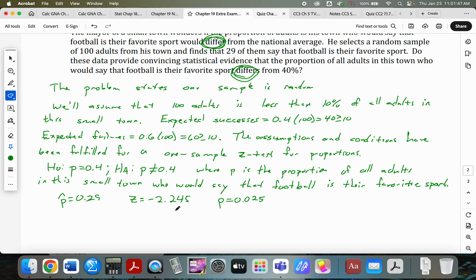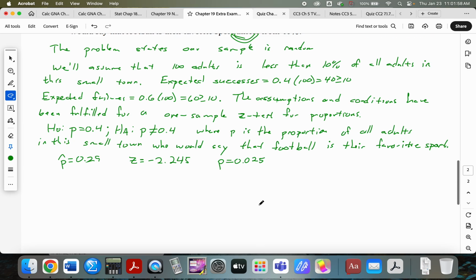But with a p-score this low, when the p is low, reject the null. Reject the null. That's exactly right. All right, so with a p-score this low, we reject the null hypothesis.